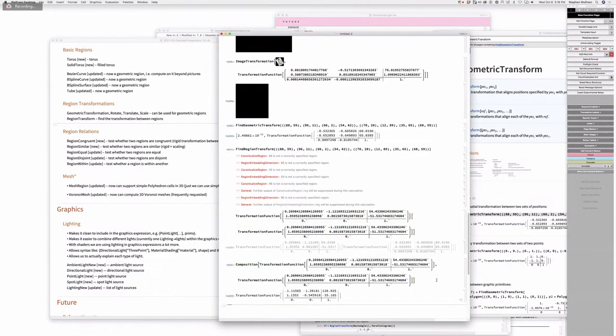Is this going to work? Yes. What's it going to do? Is it going to show their inverses? It's going to show the composition of those two functions, which is a new transformation function. What is the relationship between these two?